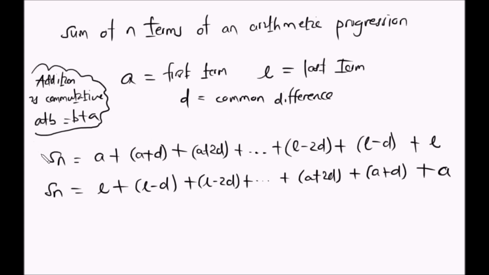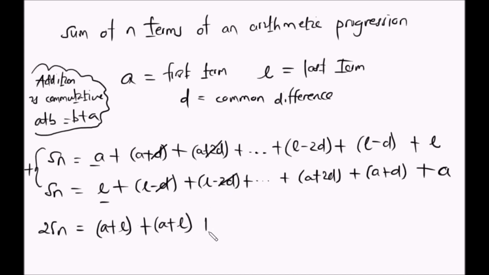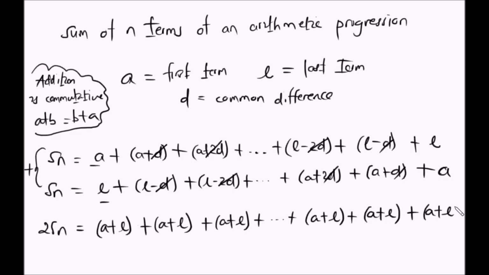But look at something, if I add these two, Sn plus Sn, I get 2Sn. Here I get A plus L. And here also D will cancel with D, positive and negative. So I get A plus L. Here 2D cancels with the negative, so I get A plus L. Here also 2D, and I get A plus L. Here D and D go away and I get A plus L, and at the end also I get A plus L. So now this 2Sn, the sum of n terms, is like this.